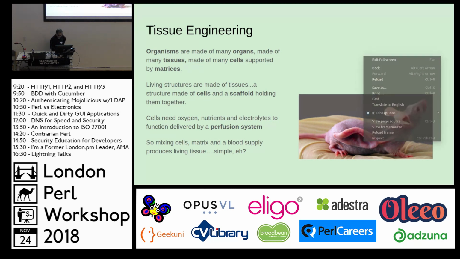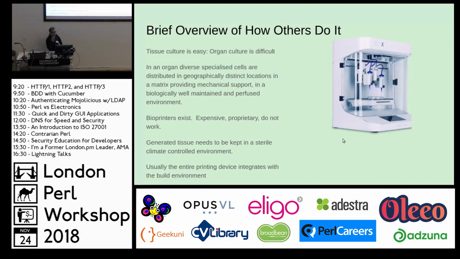So tissue engineering, how other people do it: we want to try and create organs, not just bits of tissue. The organs are made of lots of different tissues, spread in different areas, and they have a structure which is more than just a shape. They have a structure which is related to their function. So we can try and 3D print these constructs. You can 3D print a biological construct, yeah? And the cells can be distributed in geographically distinct places according to their function.